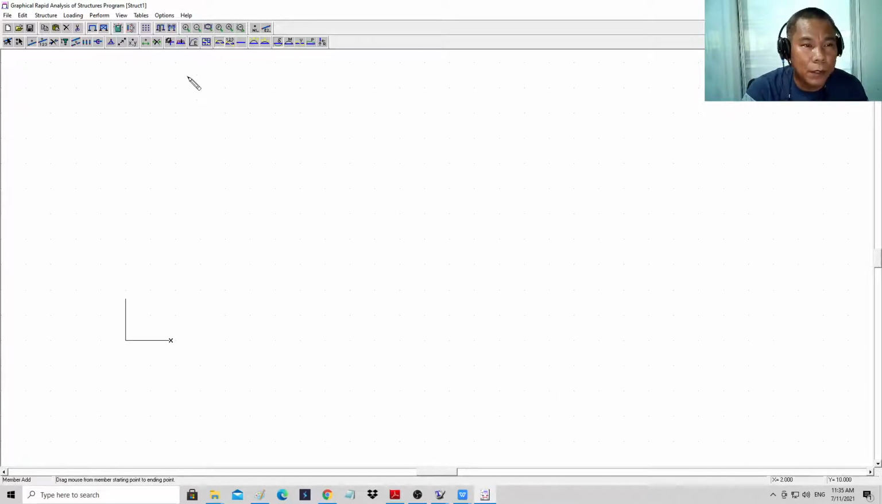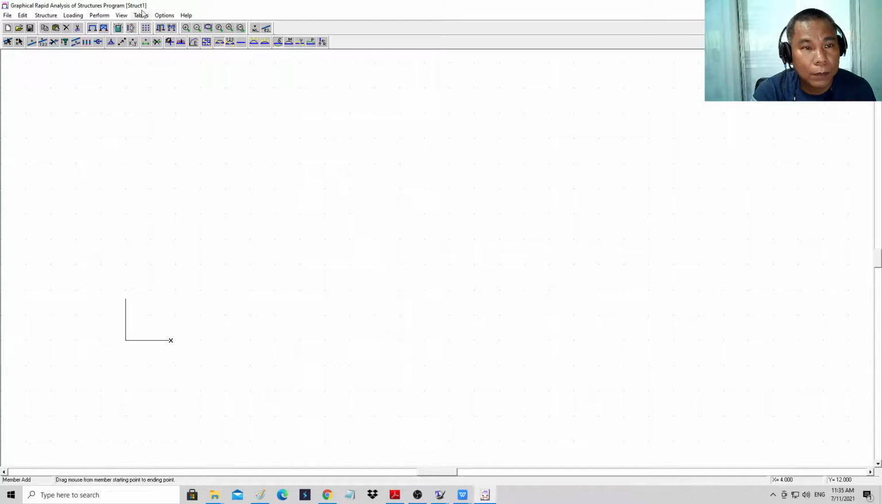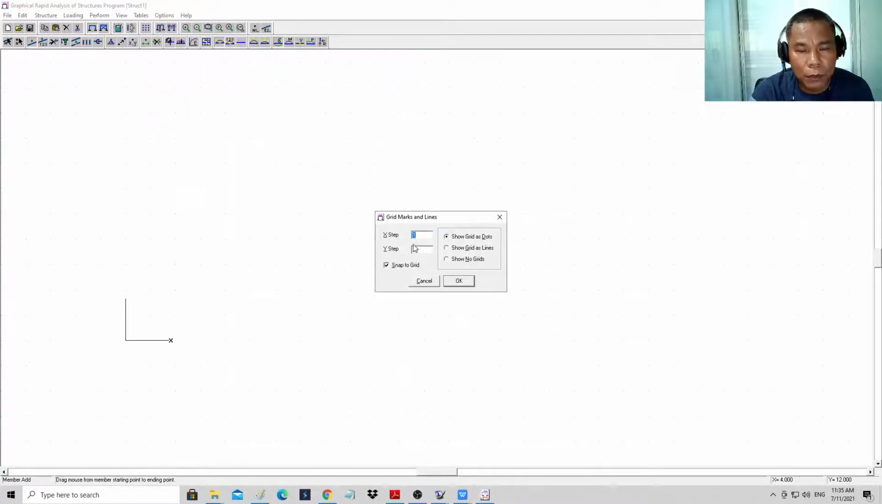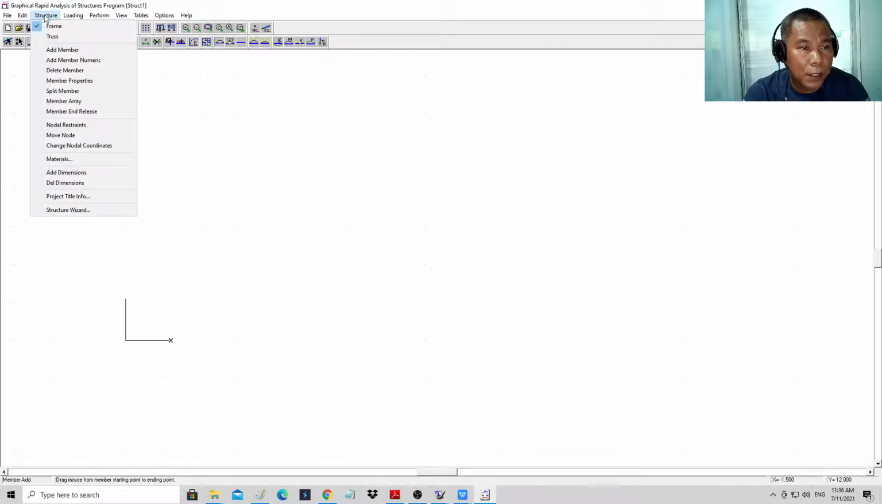Again, if you use any software, always look first for the units. Check for this particular unit, and here for our example one we are using SI, so we will just use the default unit. Then after that you can go to the grid options. I will just use 1.5 for easier steps, and I will just follow some of the default values. And of course check the structure.